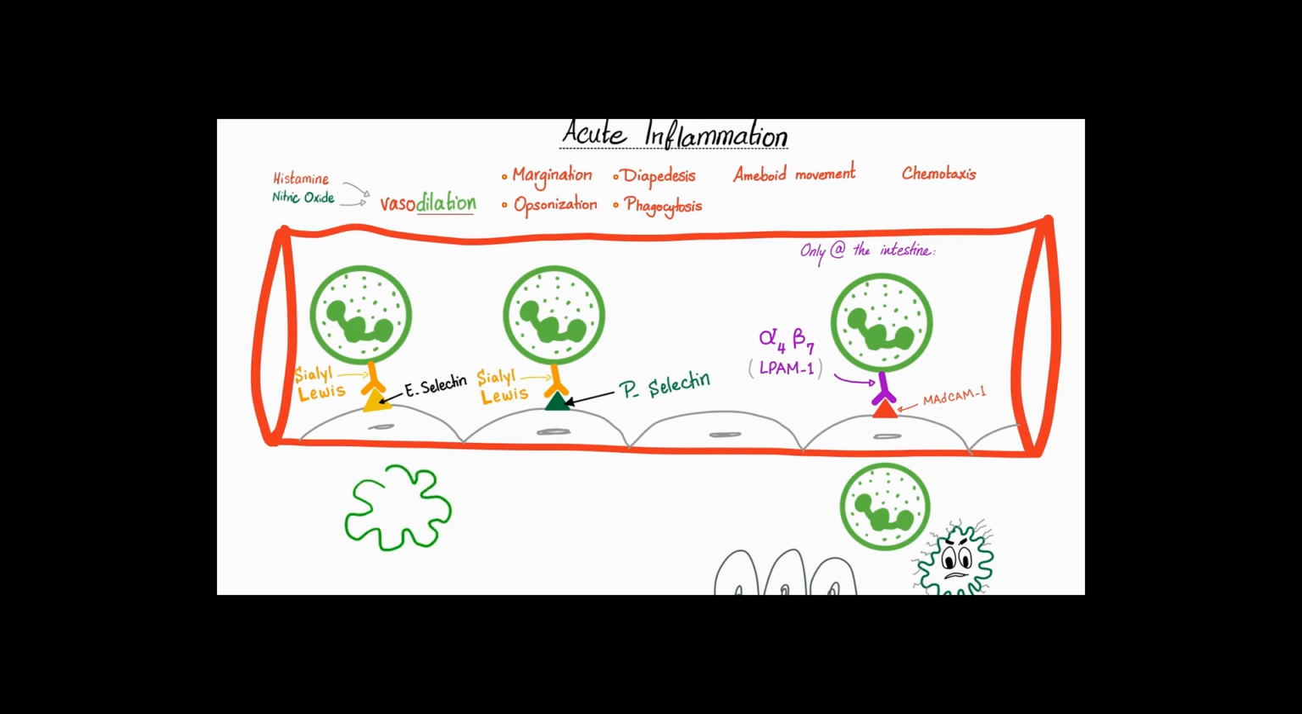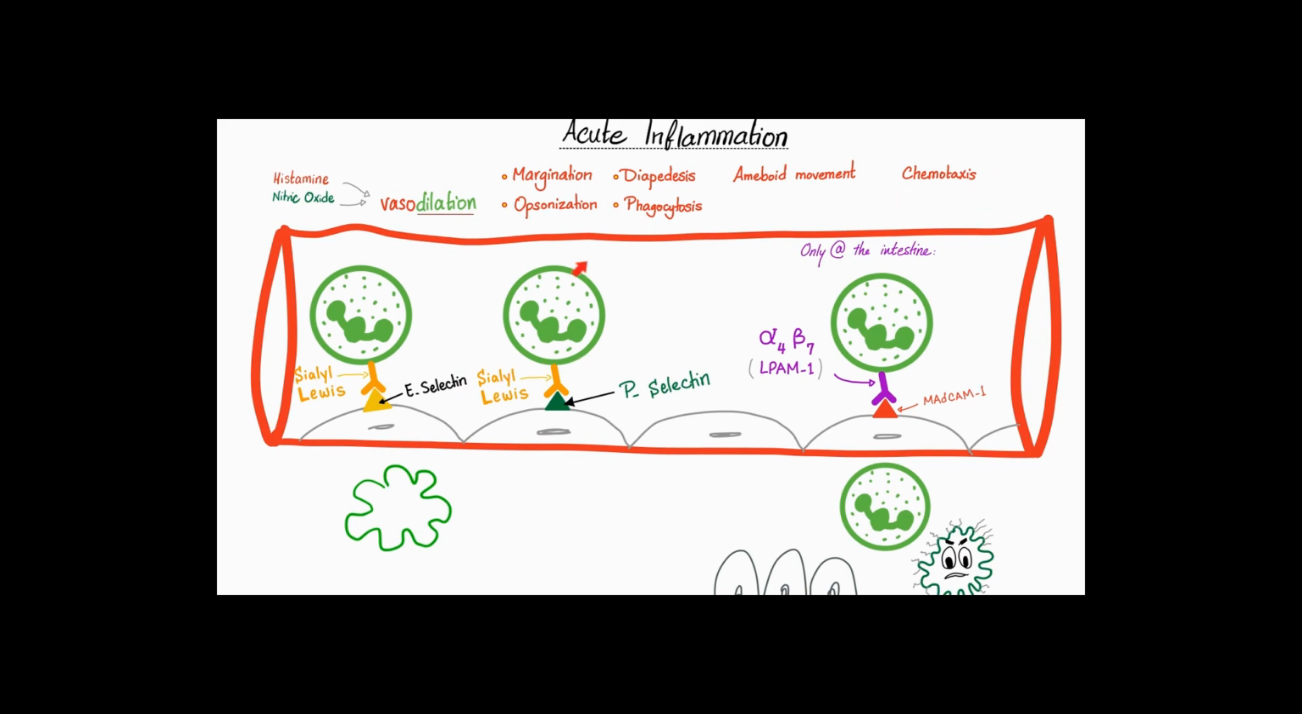Oh, so they will look like this. These are false feet. Do you remember the word podocytes in the kidney? Same thing. A cell with false feet. Then we will keep their amoeboid movement. They will keep rolling on that endothelium. And then chemotaxis. They will secrete some chemicals to attract others.